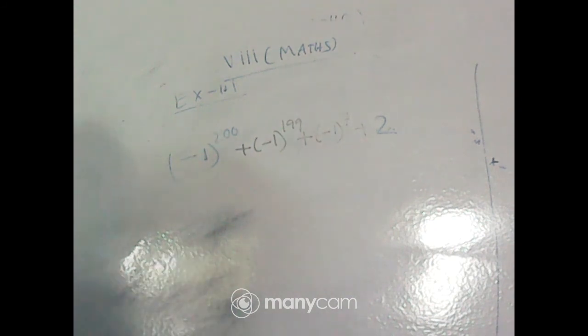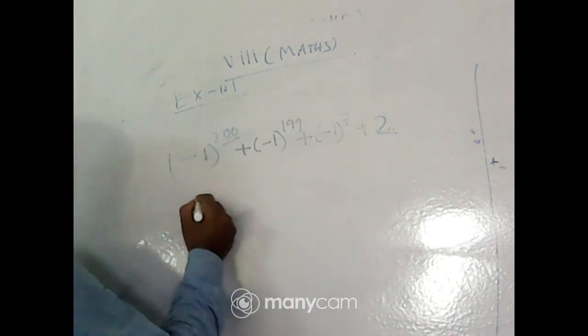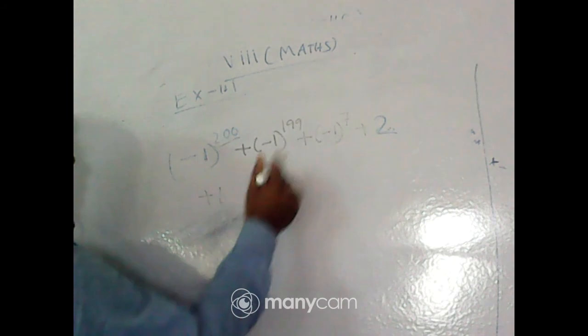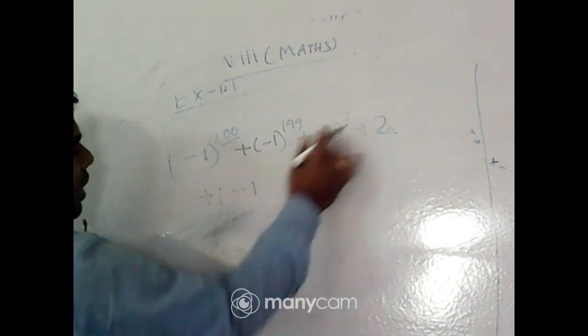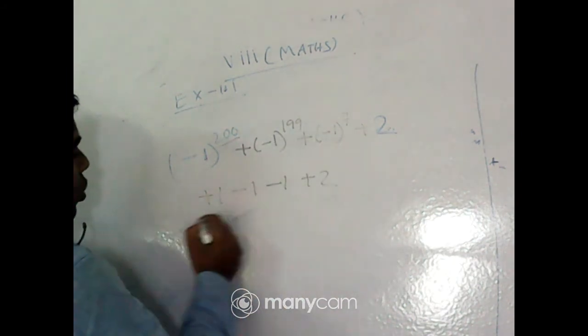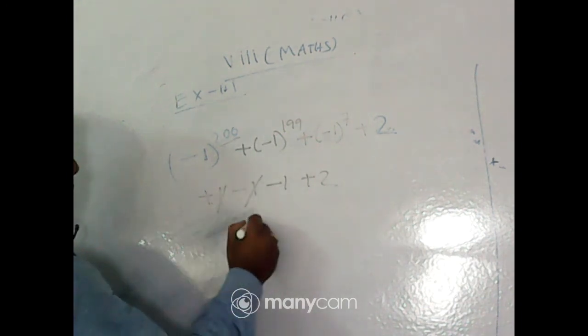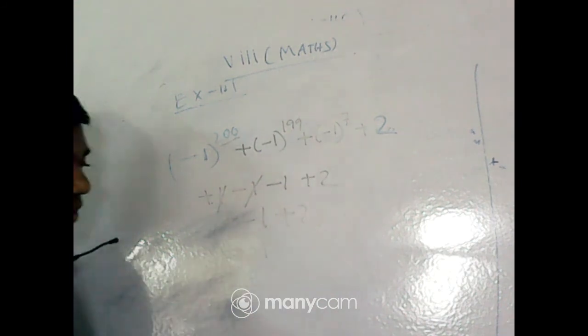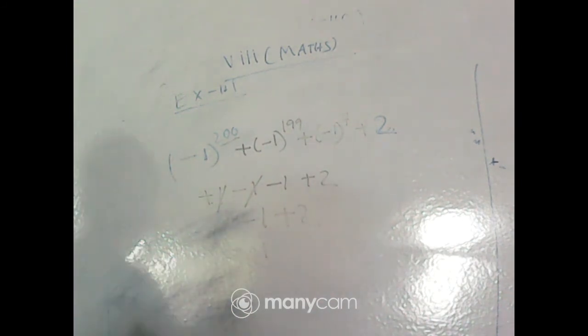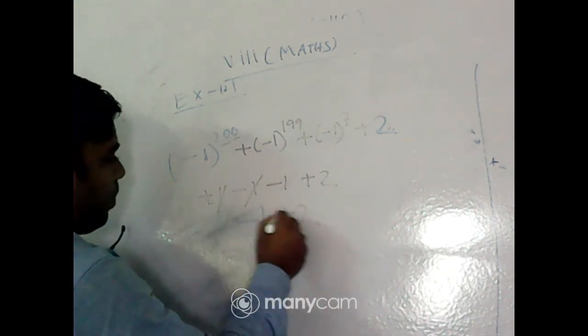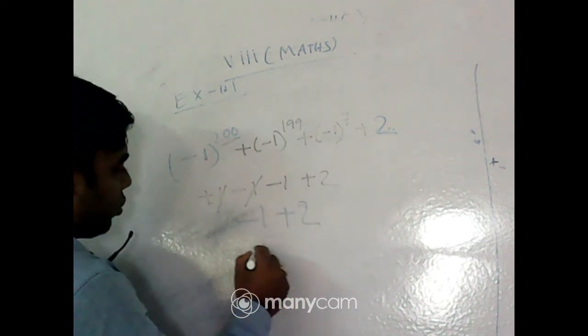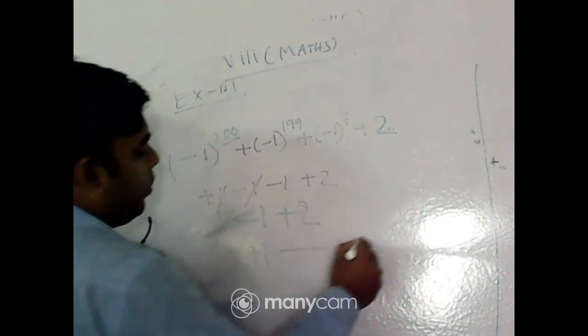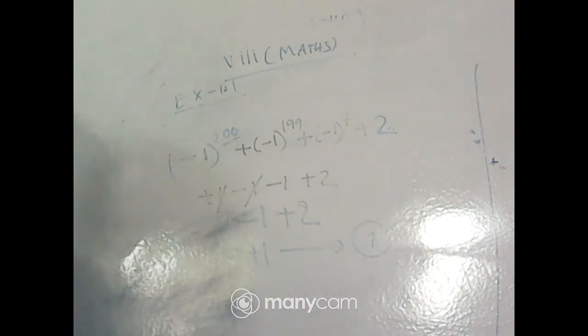First of all, even number, so it will be plus 1, odd number minus 1, odd number minus 1, plus 2. So plus 1 minus 1 removed, so minus 1 and plus 2, that is plus 1. Minus 1 and plus 2, that is also plus 1, so the inverse will be 1. Clear?